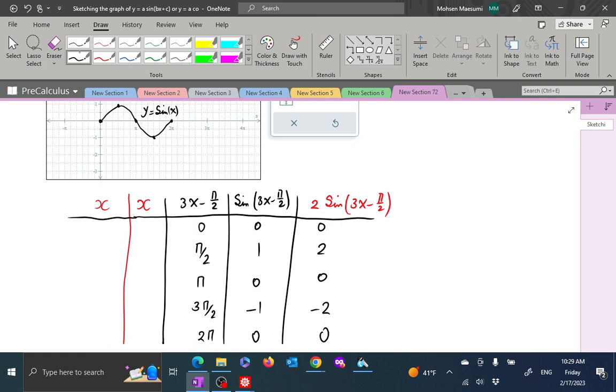What x is it that makes your angle 0? So this is the input to my function. I set it equal to 0 to see which x is responsible for this. So let's start here: 3x minus pi over 2, I set it equal to 0, so 3x is pi over 2. So x is pi over 6.